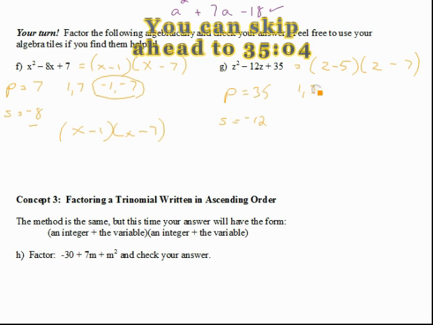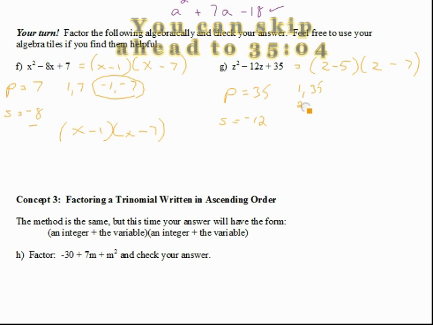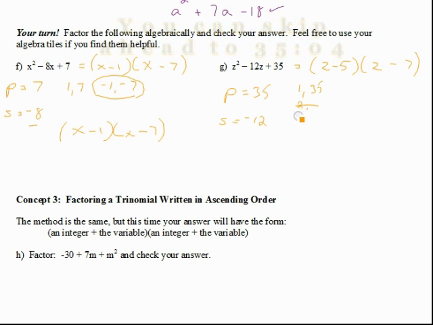This can be 1 times 35. This can be 2 times, oh, nothing works. This can be 3 times, nothing works. This can be 4 times, nothing works. Or 5 times 7, but it's actually going to be -5 minus 7. Okay, so I get x minus 5 and x minus 7. There we go.